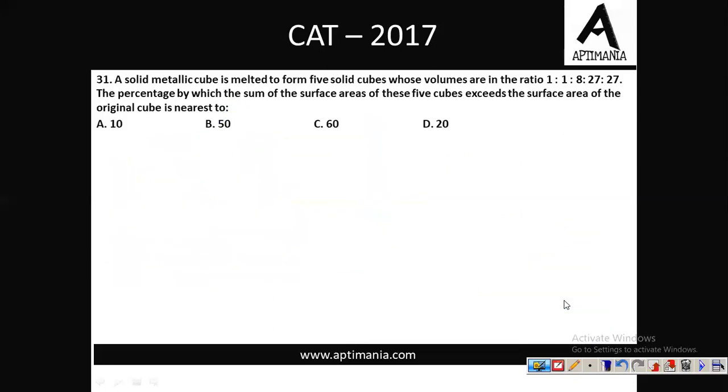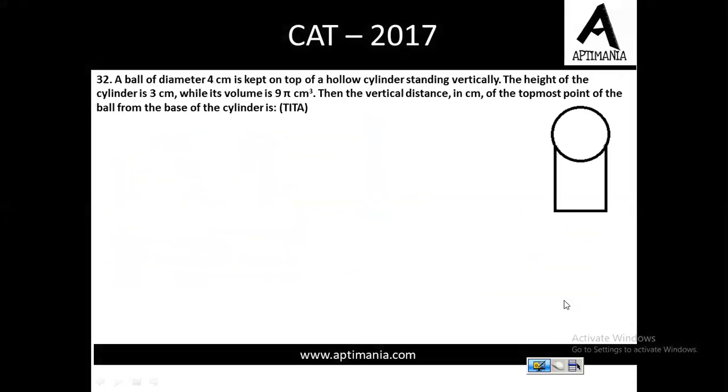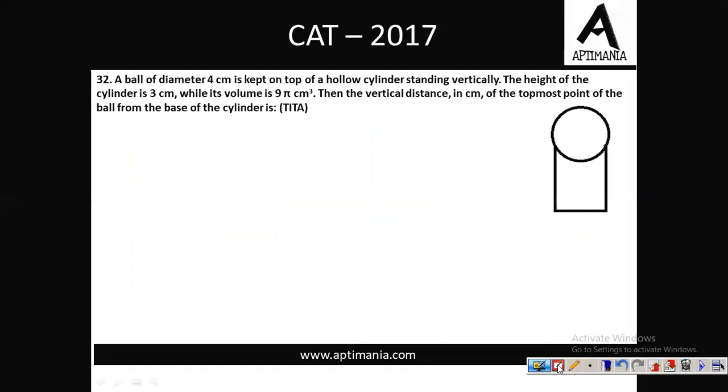Let's go ahead to the next question. Question number 32 is on the screen. Let's try to solve it out. क्या दे रखा है? A ball of diameter 4 centimeter is kept on the top of a hollow cylinder. अच्छा, it's a ball जिसका diameter 4 है, तो इसका radius होगा 2.